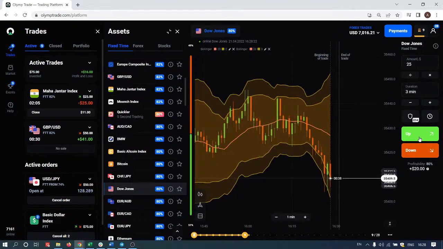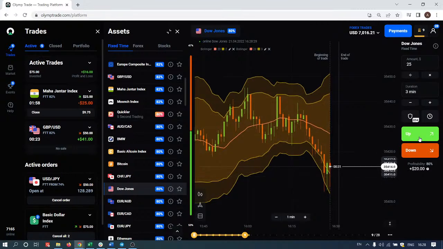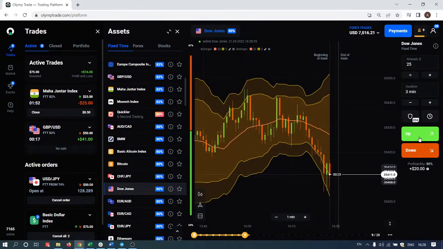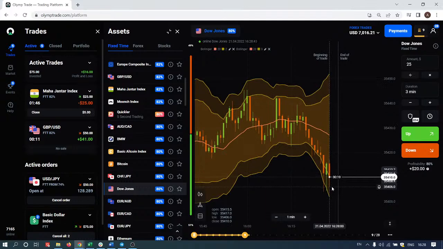So any best tips for 1 minute trading? Maybe the best tip would be not to trade 1 minute trades, because 1 minute is the most difficult time to predict. It's really some of the less predictable times.